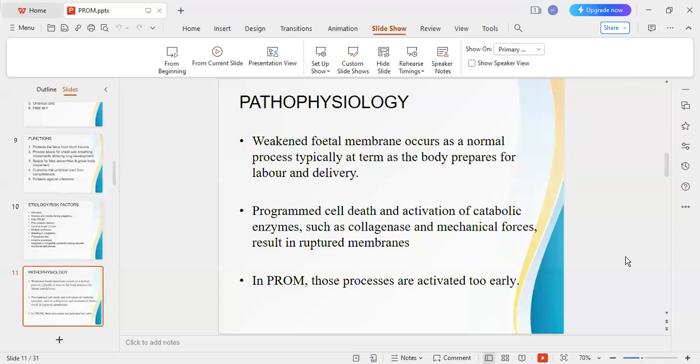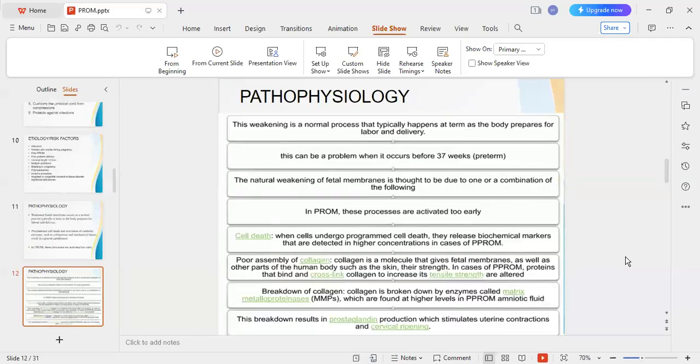So some of the risk factors we spoke about are implicated in this. So at the end of the day, you have an inflammatory response occurring that causes the release of prostaglandins, and these prostaglandins lead to cervical ripening and cause contractions to occur. And also we have the implication of certain enzymes called the matrix metalloproteinase enzymes that cause the degradation of collagen. And these factors combined lead to the rupture of these membranes.